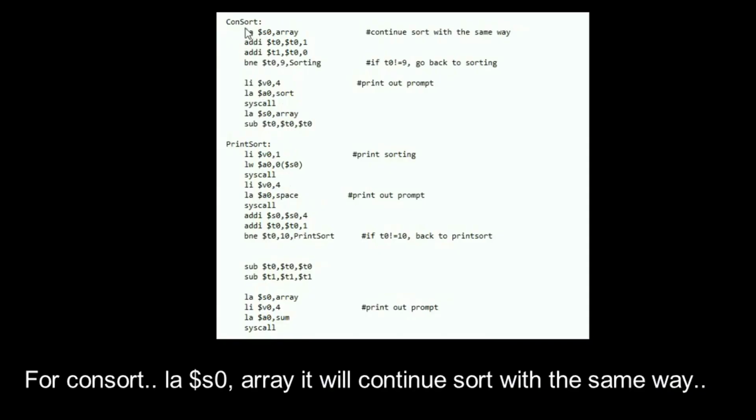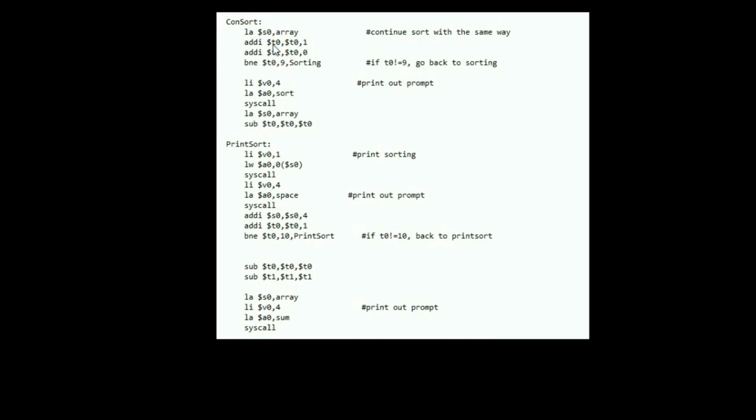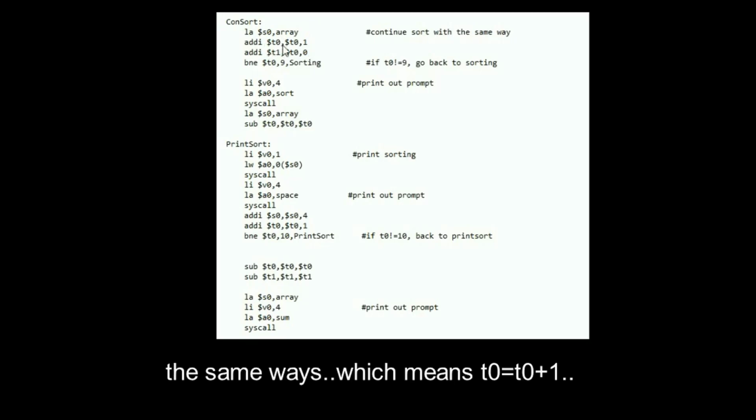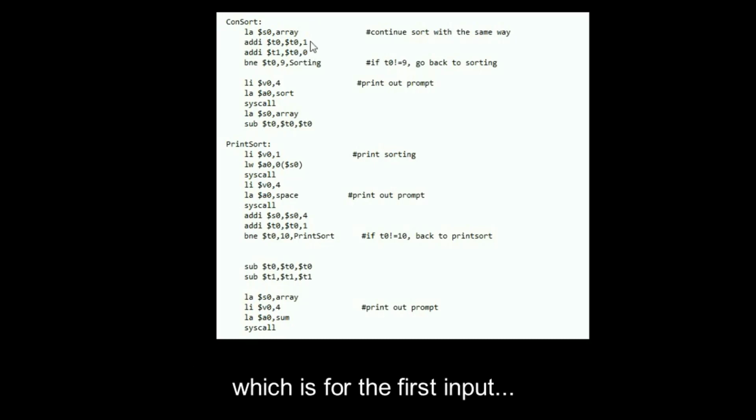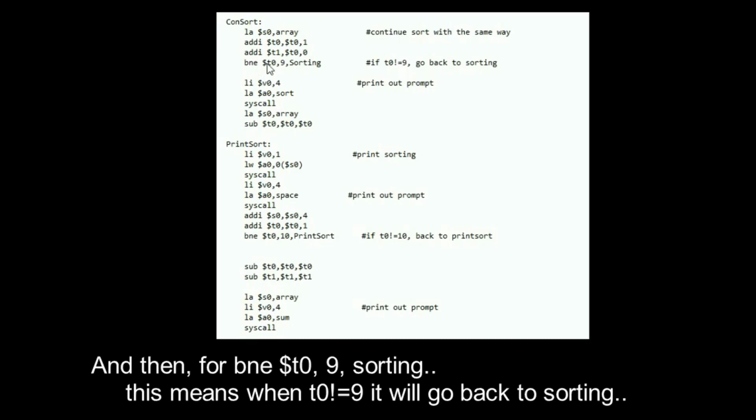Alright, for sorting, LA $S0 array, it will continue sorting the same way. And then the addition of $T0, $T0, 1, addition $T1, $T0, 0 is the same way, which means T0 equals T0 plus 1. This is for the input, first input, right? And then for branch $T0, 9, sorting. This means if T0 is not equal to 9, it will go back to sorting.